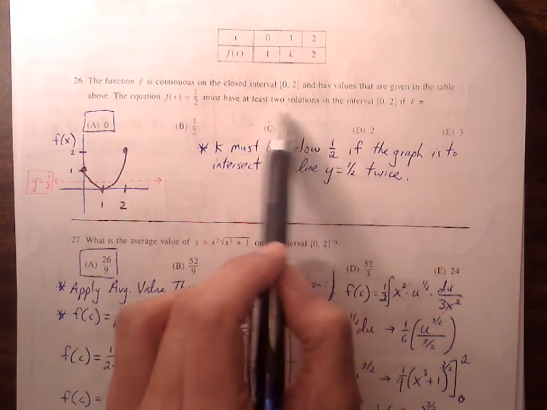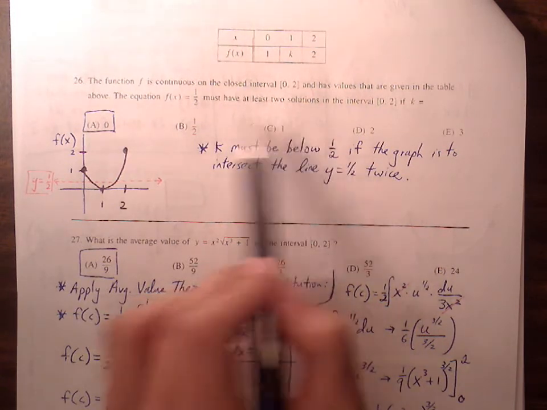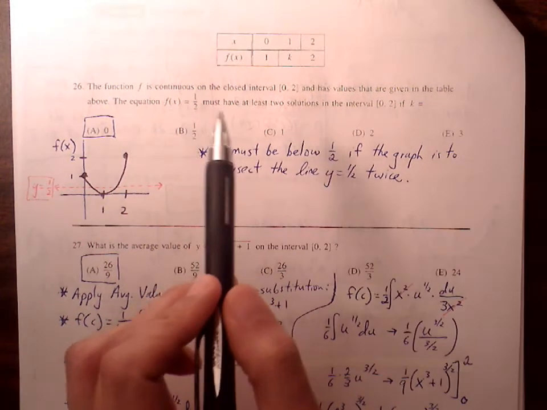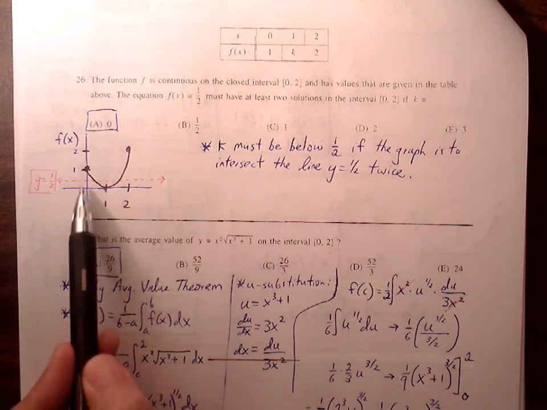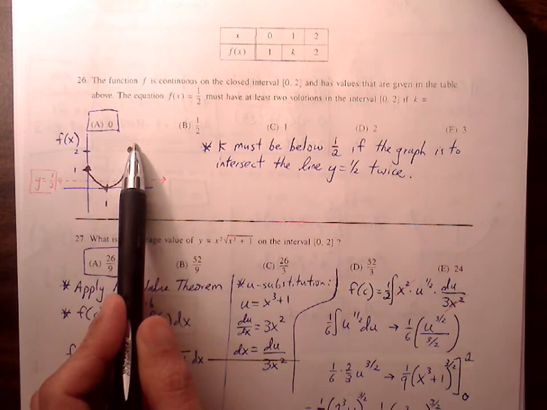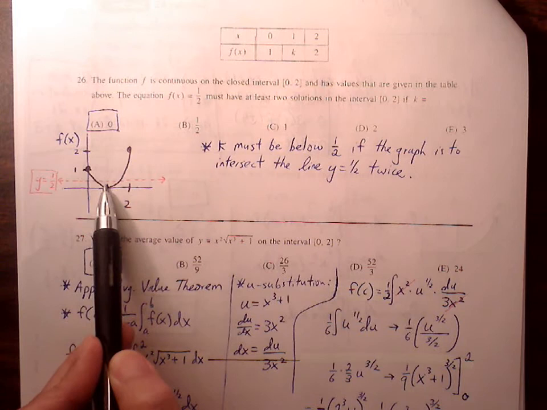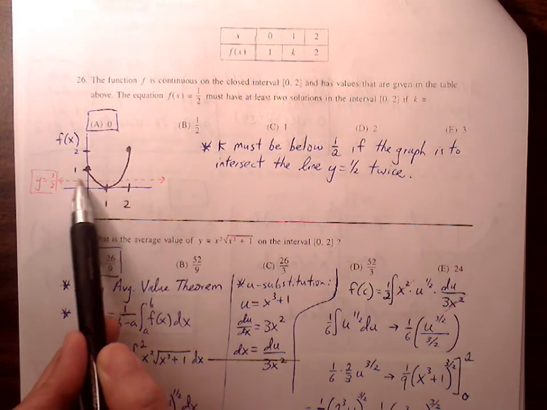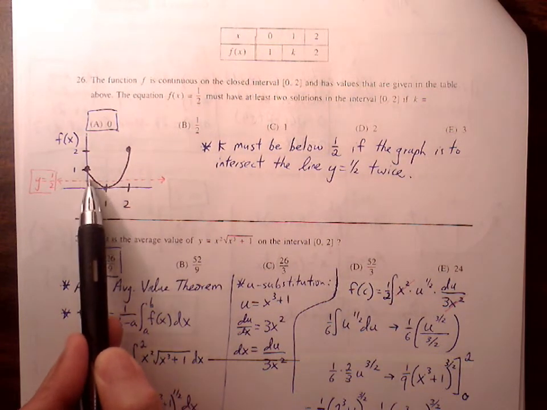So two solutions just means that the graph is going to have to cross through, hit y equals 1/2, at two separate locations. So let's sketch this graph out. Some information provided. We know ordered pair 0, 1. We know ordered pair 2, 2. And we're trying to figure out where we can sketch the graph so that this curve is going to intersect this line at a guaranteed two locations.